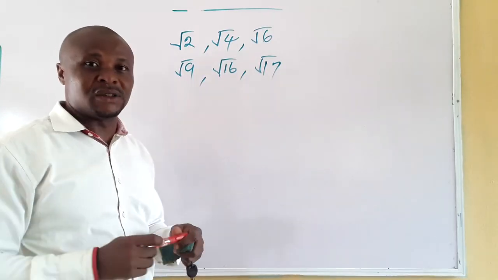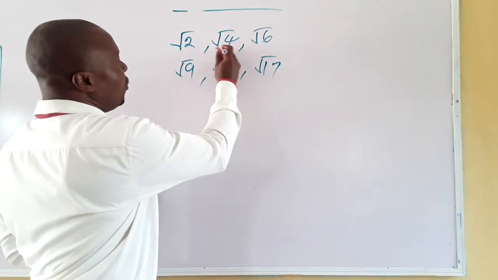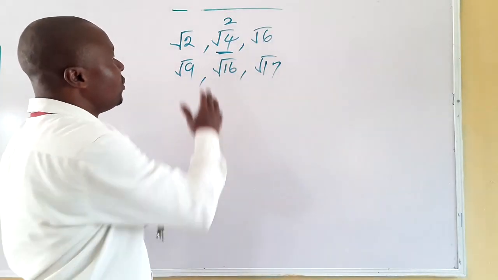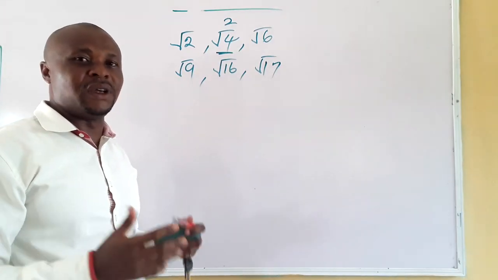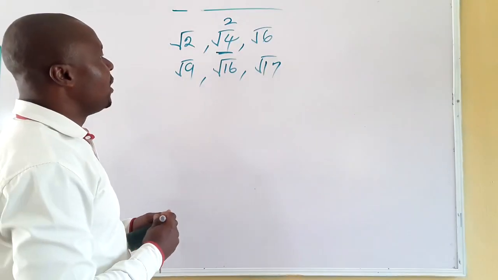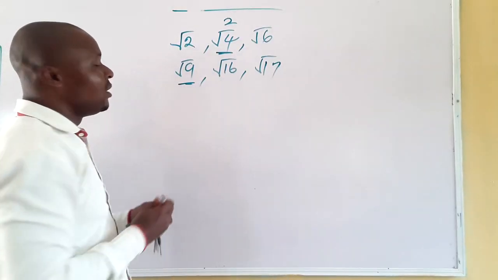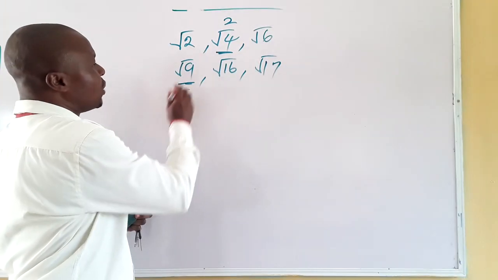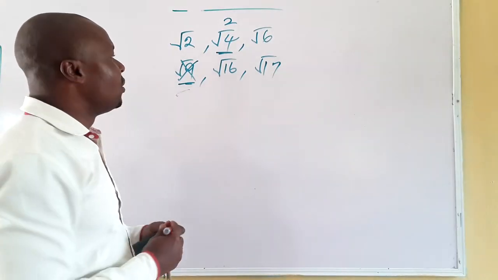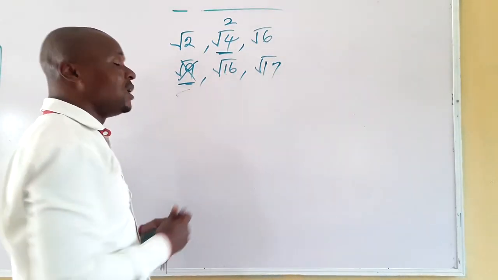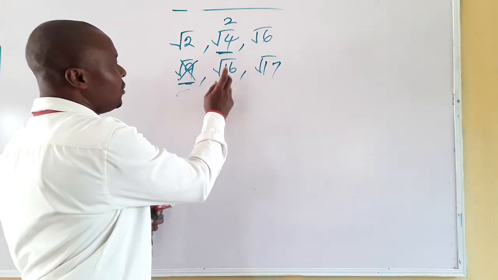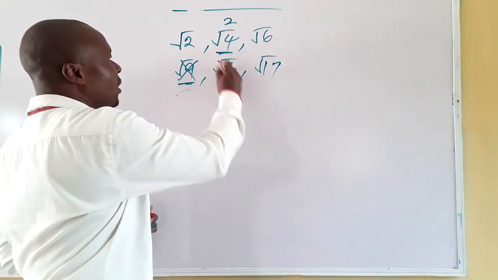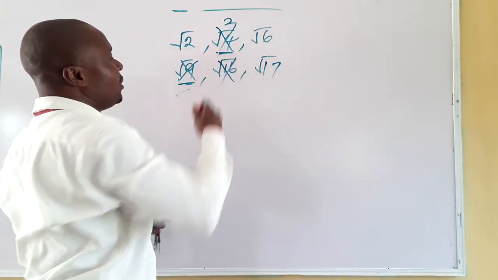Of these 6 numbers, we can see clearly that the square root of 4 will give us 2. So therefore, square root of 4 cannot be considered a surd. Now, again, the square root of 9 will simplify to give you 3. So therefore, square root of 9 is not a surd. Of course, the square root of 16 will give you 4. So root 16 is not a surd either.